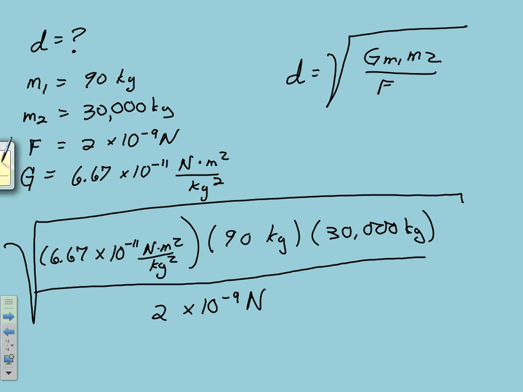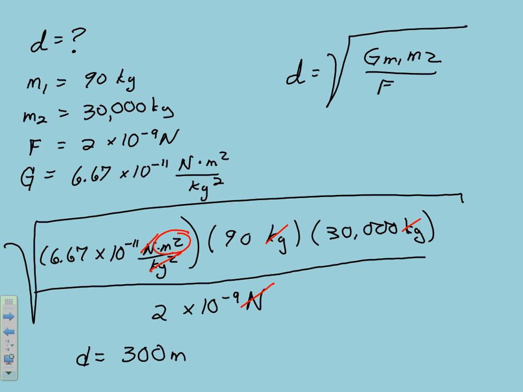So put this in your calculator. Make sure you can do the math besides just showing the work. And our distance is 300 meters. Now, looking at unit analysis, I have kilogram, kilogram, that's kilogram squared. My newtons go away. Notice I have meter squared under the square root sign, so that looks good.